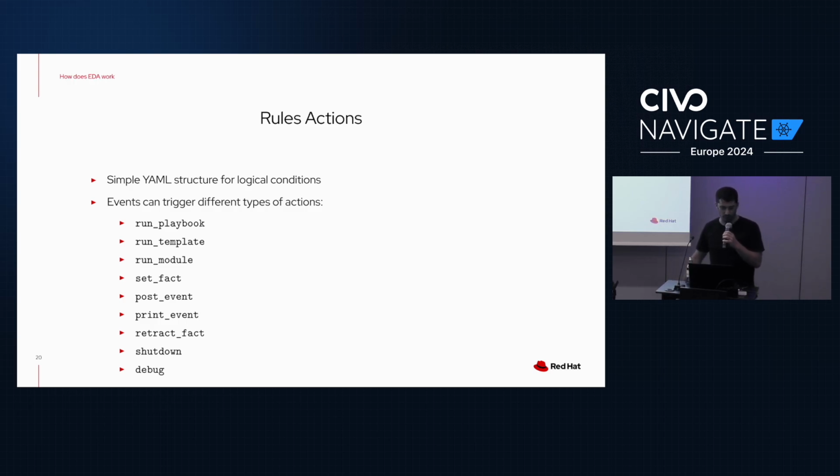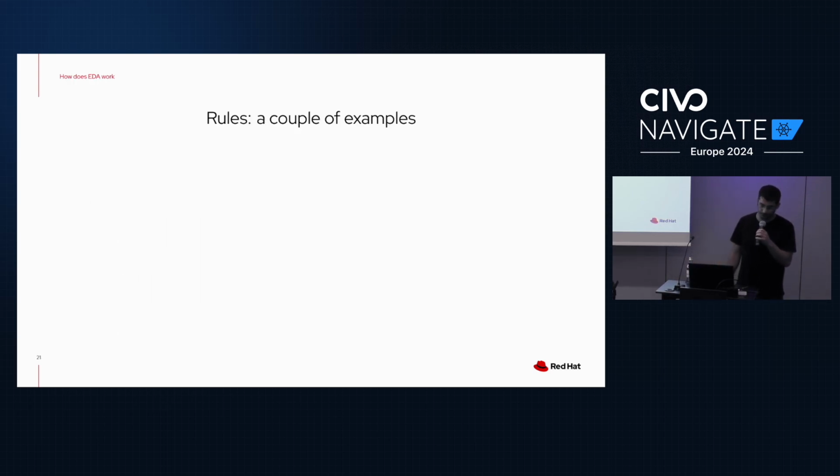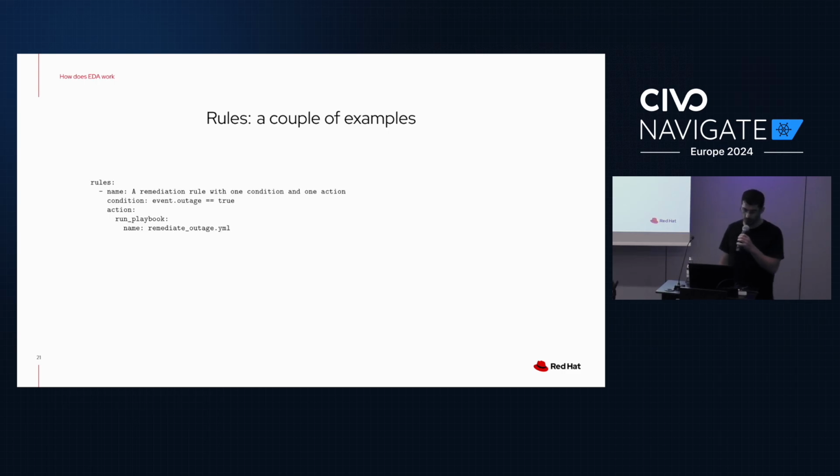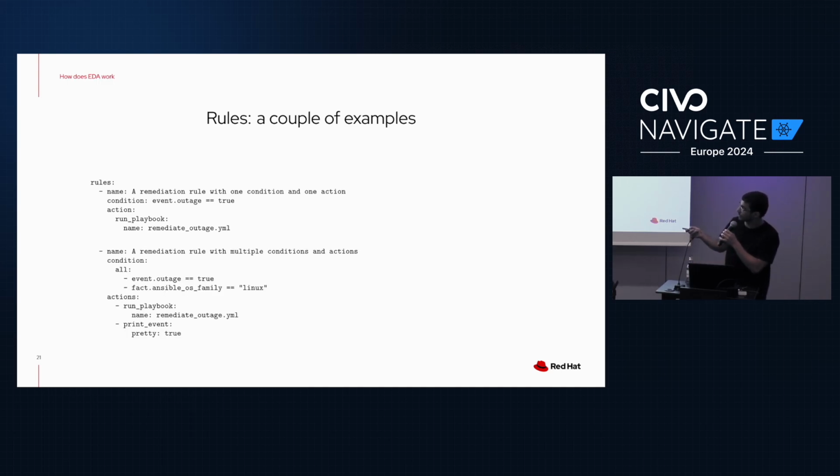To give you a couple of examples of how those look, this is a simple one where we have a simple condition. Let's say that the event has an outage variable. If the outage variable is equal to true, then we are going to execute that playbook. Also, it can be a little bit more complex than that. This is a different case where we have a couple of conditions and then a couple of actions. But as you can see, it's fairly straightforward from a syntax point of view.